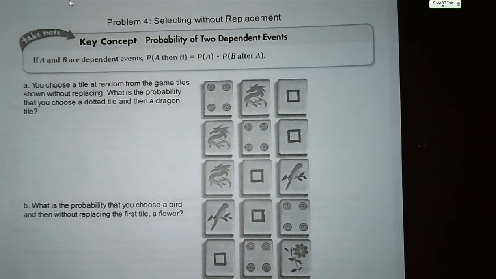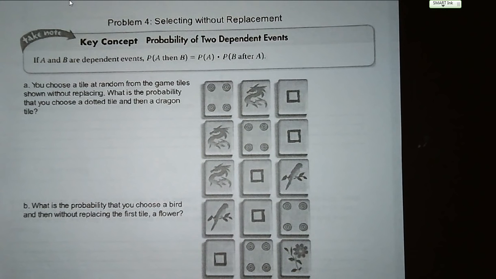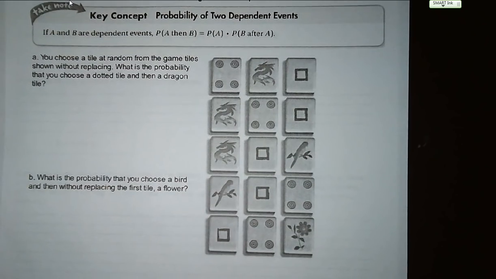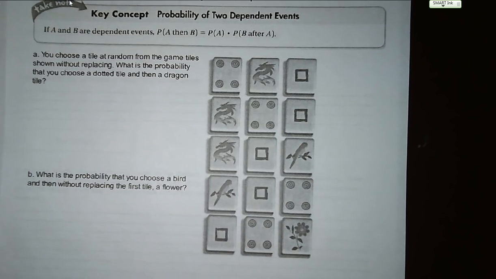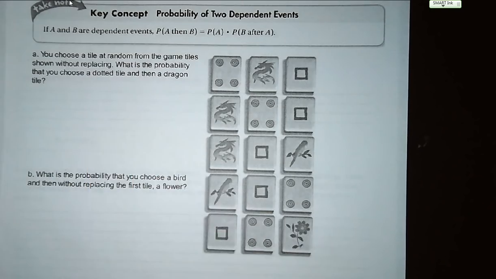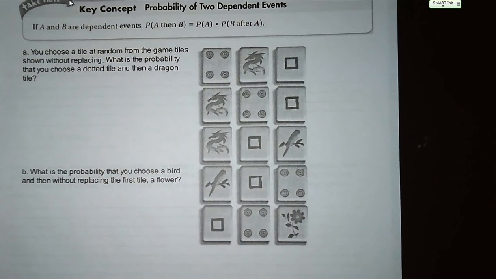Now, problem number 4 is going to be selecting without replacement. So what this means is you take one of the tiles out and then you do not add it to the bag. You do not return it to what you're selecting from. Okay, so you choose a tile at random. You want to know what is the probability that you choose a dotted and then dragon. So the same scenario as before.